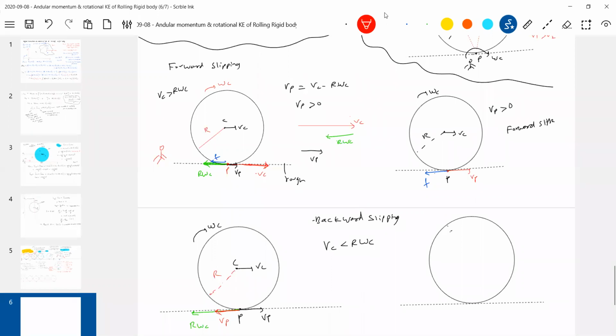So then how do you write it? Vp equal to Vc minus R omega C. If R omega C is greater than Vc, then this will be negative. Less than 0 means negative here. Then what is the velocity of this point? The resultant velocity of point P will be towards left. And now your task question, sir, how is it possible? Then how will the friction act? The friction should act in this direction. This is called backward slipping.